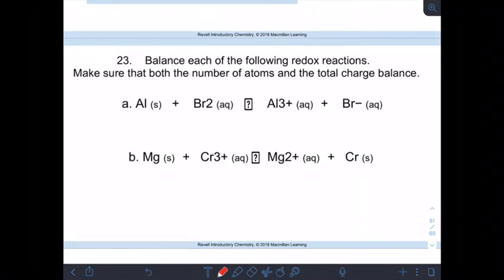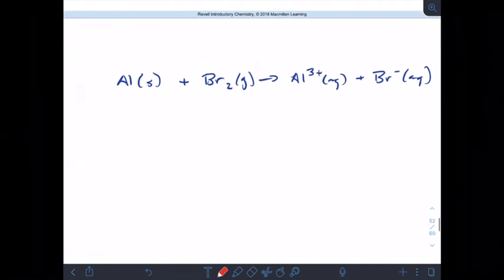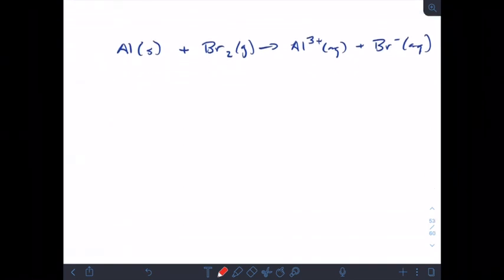All right, balance each of the following redox reactions. Make sure that both the number of atoms and the total charge balance. Now, because this takes up a little bit of space, I've added an extra page here, and we can work on these problems together.